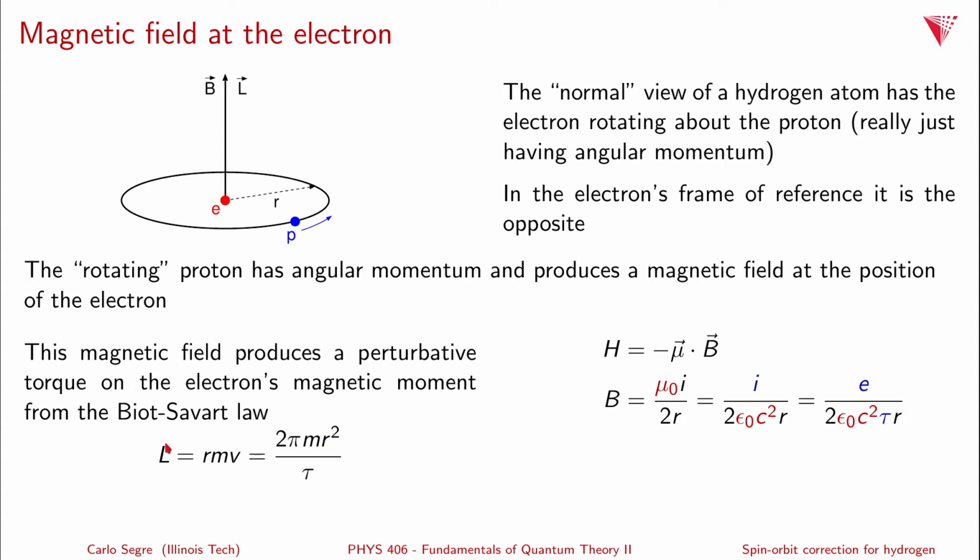If you then combine this expression for L with the magnetic field, you can eliminate tau and get that B is equal to 1 over 4 pi epsilon naught, e over m c squared r cubed, times the L vector. Because B and L are in the same direction, there's a positive sign to this. So this is an expression for the magnetic field that the electron sees due to the proton.